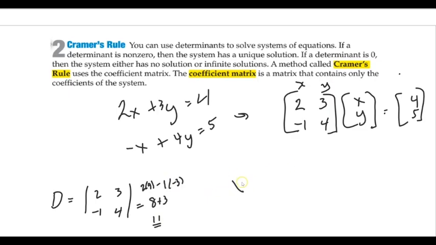For our x value, that's called the determinant of x. What we're going to do is switch the x column with the answer column. It's been like this, 3 and 4. Then I'm going to switch the x column with the answer column. So instead of having the x column, I'm going to have 4 and 5. You can take the determinant of this: 16 minus 15, 1.